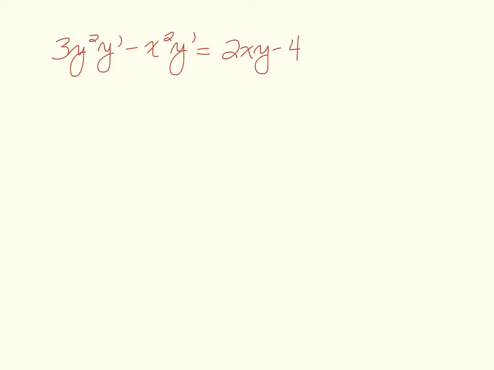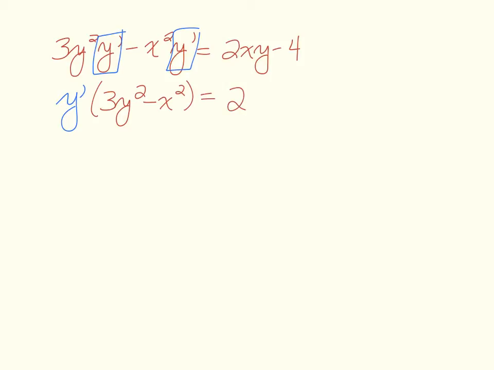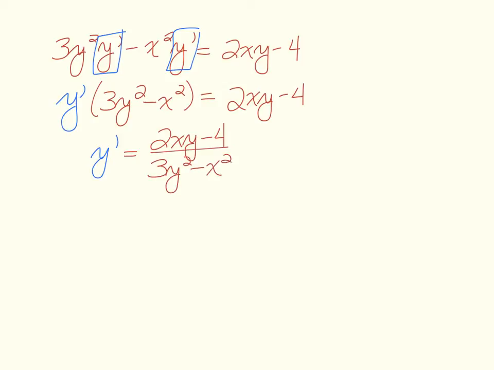From the previous slide, we have 3y squared y prime minus x squared y prime equals 2xy minus 4. To continue solving for y prime, we now need to factor out the y prime. So that leaves us with y prime times the quantity 3y squared minus x squared equals 2xy minus 4. And the last step is to divide both sides by 3y squared minus x squared. So that will leave you with y prime equals 2xy minus 4 all over 3y squared minus x squared.